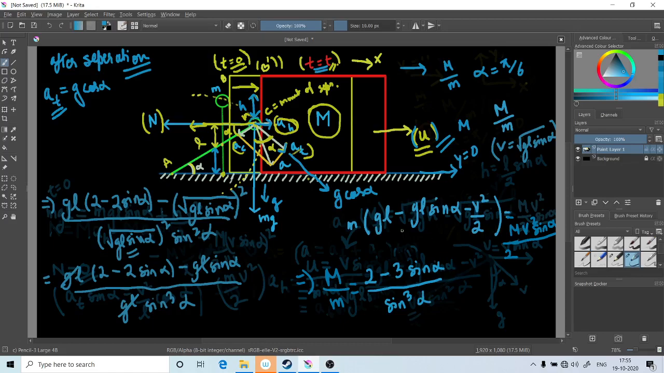On putting the value of alpha equals pi by 6, that is 30 degrees, we get the value 4. The ratio m by m equals 4. And the value of velocity u, the velocity of the body m, being v sine alpha, that is root over gl sine alpha.